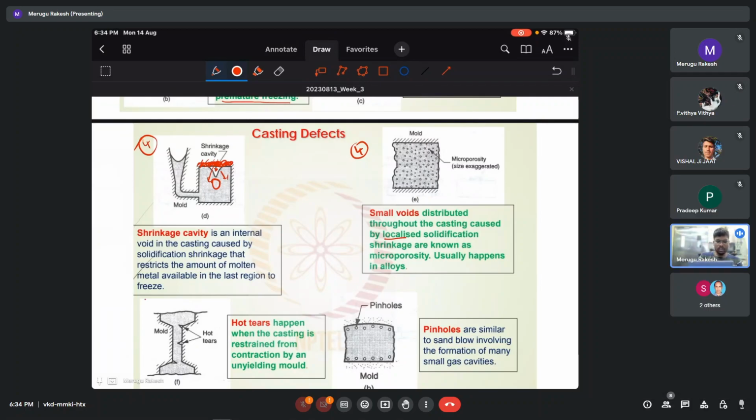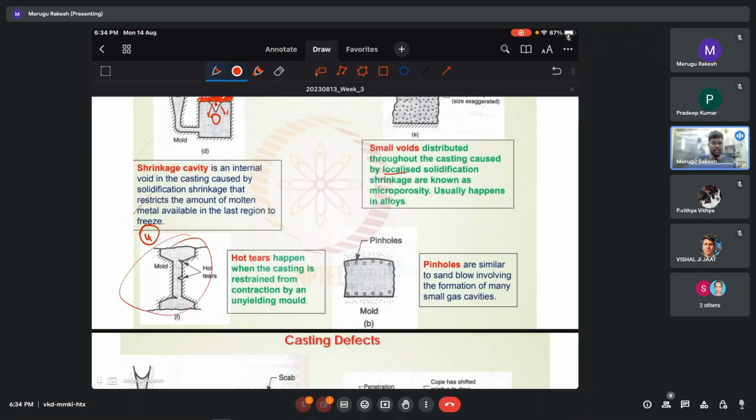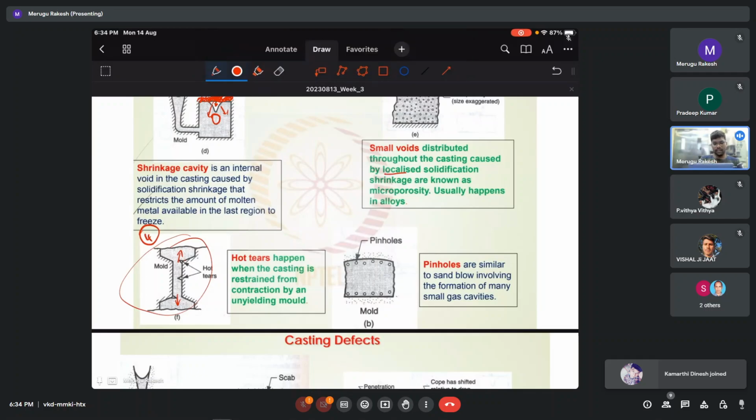Then the next one is the hot tears, which generally occur if there is unyielding support. In this figure, when it is solidifying, it tries to shrink while solidifying. If there is unyielding support, then there is a chance that it can form these hot tears. Similarly, pinholes are small holes, which mainly occur due to hydrogen porosity. So we can see small holes in the near vicinity.